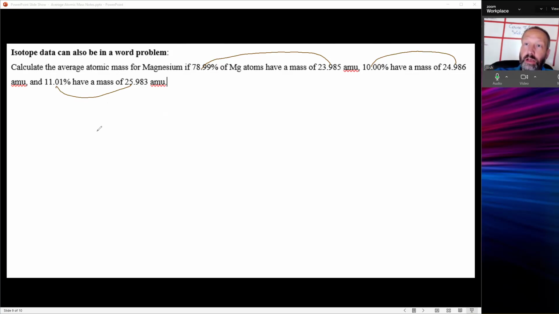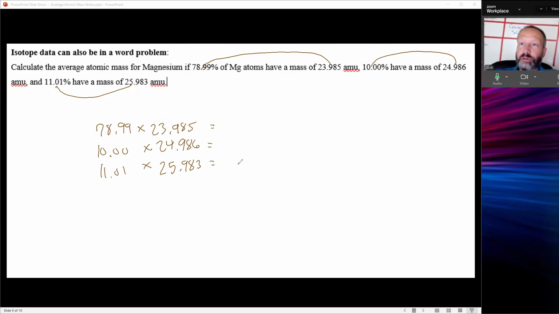All right, so here we go. I'm going to take 78.99% and I'm going to multiply it by 23.985. And again, I'm going to take the percent times the mass. I already made my annotation, so I know I'm not going to confuse these. And that's the absolutely important thing, okay, 11.01. You don't confuse which percentage goes with which mass. Read slowly and carefully. You will figure it out. So mass times percent or percent times mass, all the same thing, doesn't matter the order.